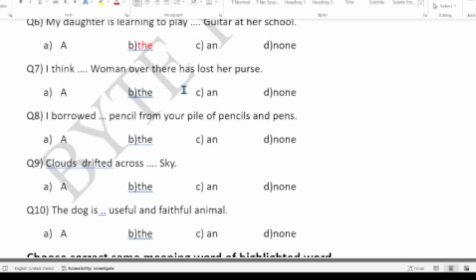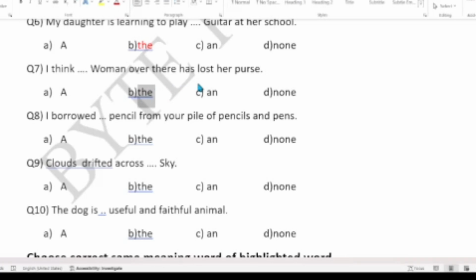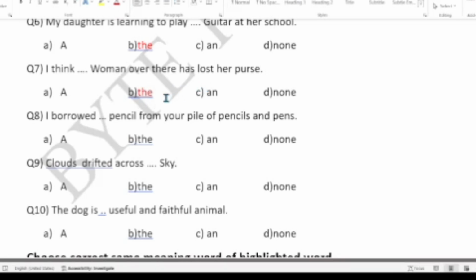Sentence number 7. I think dash woman there has lost her purse. Here the correct answer is the, because we are talking about a specific woman who has lost her purse. So the correct article for this sentence is the. Question number 8. I borrowed dash pencil from your pile of pencils and pens. Here we choose only one pencil from the pile of pencils and pens, so the suitable article is a. The sentence should be: I borrowed a pencil from your pile of pencils and pens.